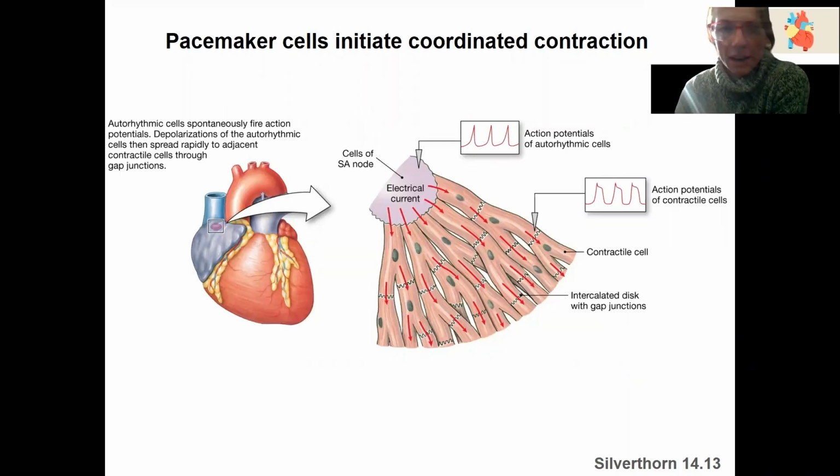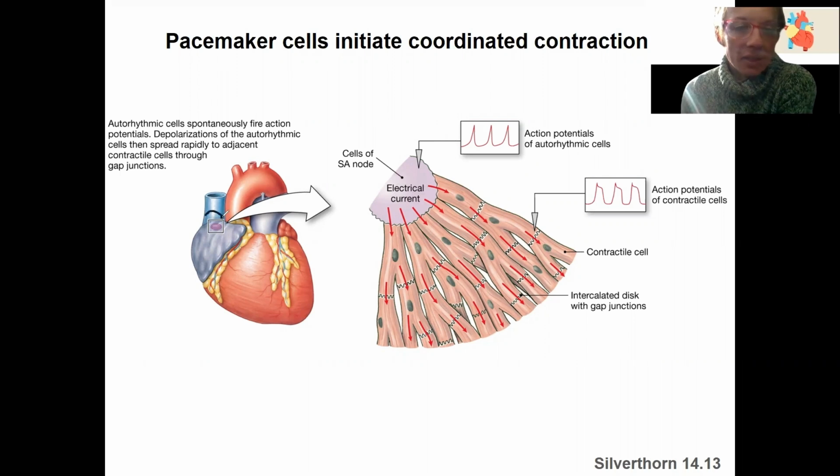Now we're going to tie together the action potentials of the pacemaker cells with the contractile cells and see how they work together to cause coordinated contraction of the heart tissue. So none of this should be too new here. These action potentials should look familiar, but it might be new looking at it this way.